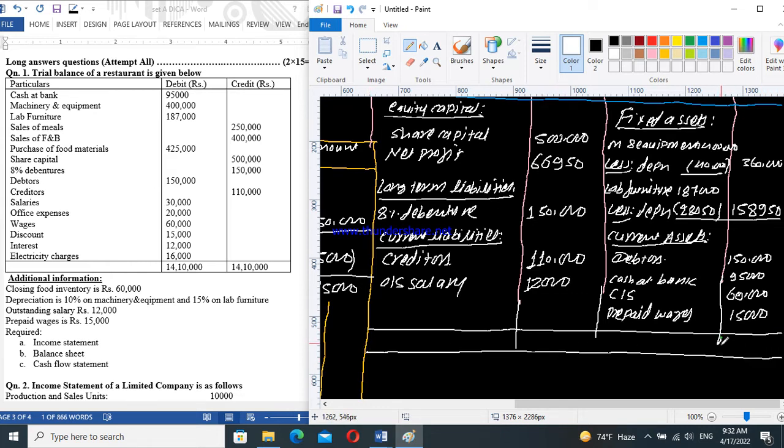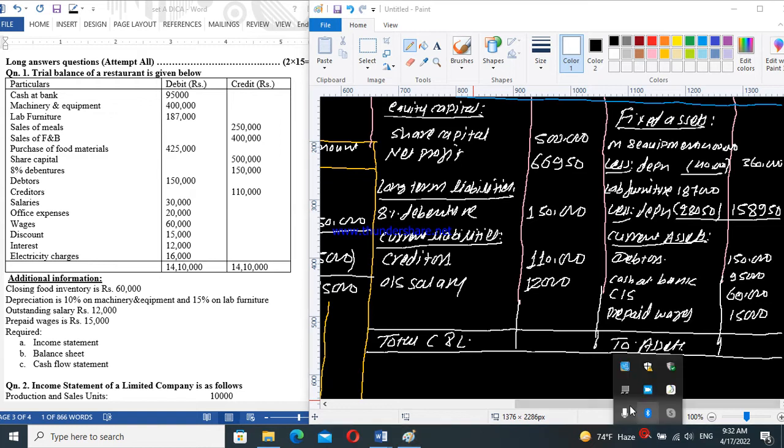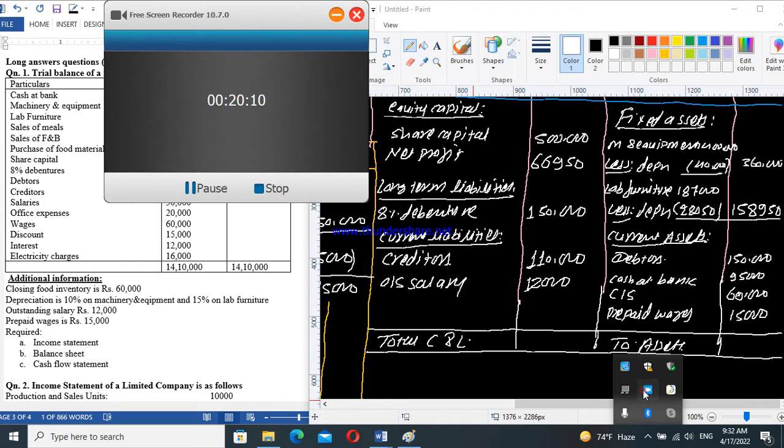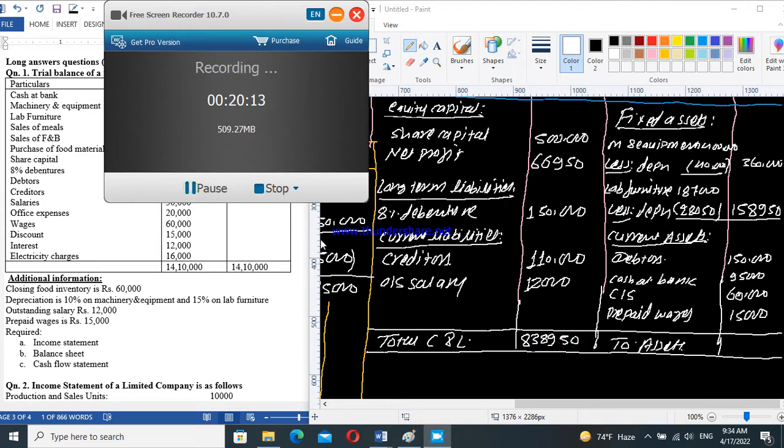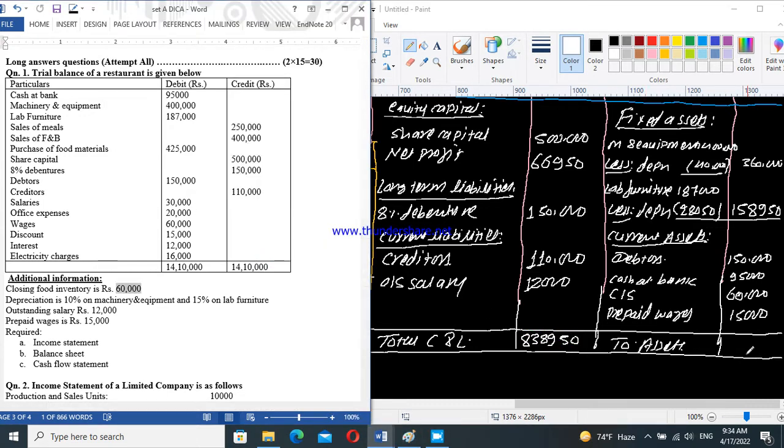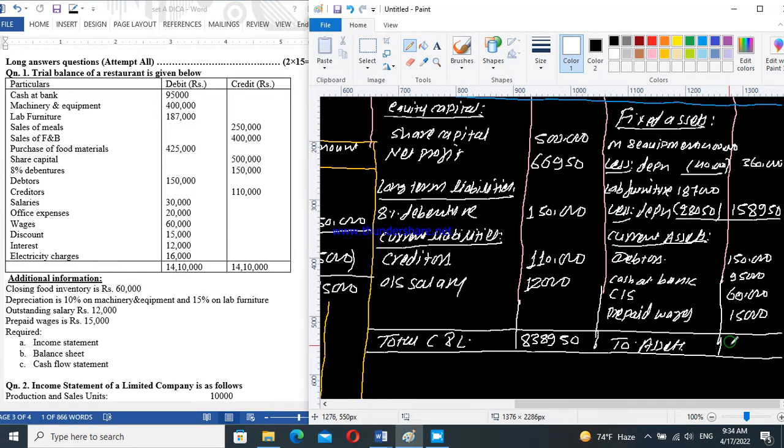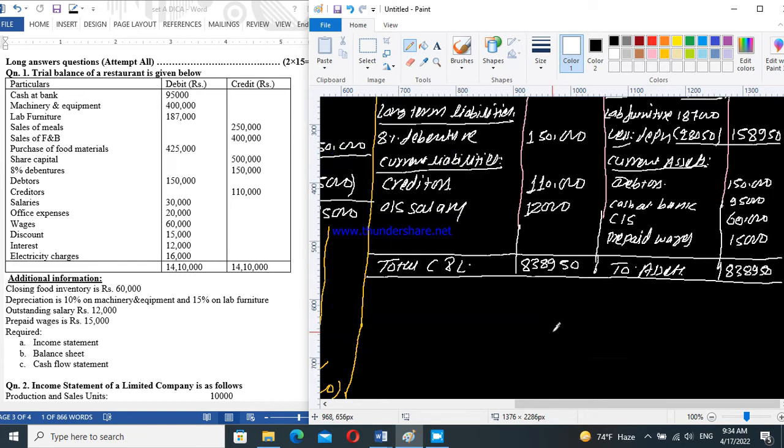Okay, total capital and liabilities, total assets. You can add the given information. Okay. Both sides are equal: 8,38,950. Okay, this section is completed.